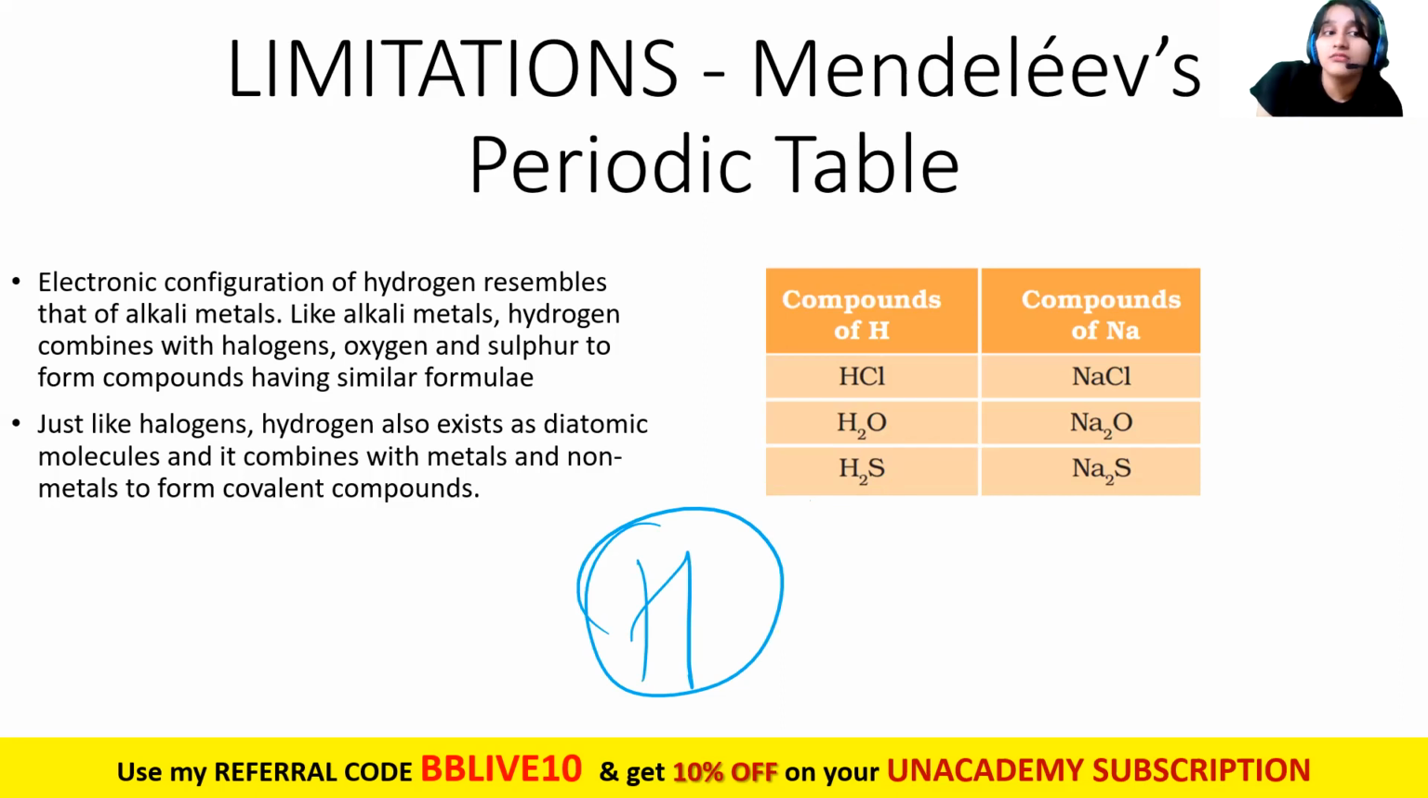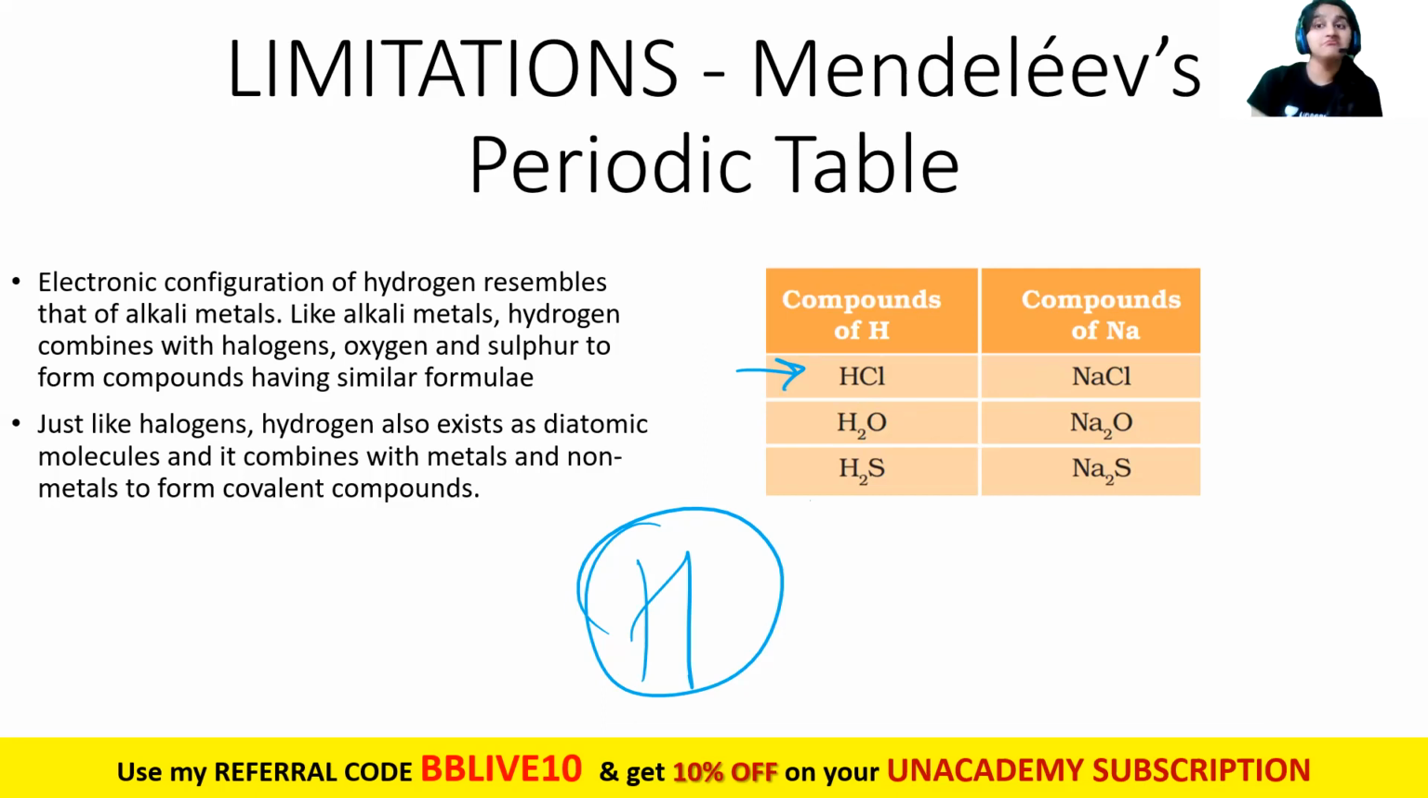Hydrogen combined with halogens, oxygen, sulfur to give chemical formulas like how alkali metals give. And you can see the proof here. When hydrogen reacts with chlorine, it gives HCl. When sodium, which is alkali metal, reacts with chlorine, it gives NaCl. When it reacts with oxygen, it gives you H2O. When sodium reacts with oxygen, it gives you Na2O. When it reacts with sulfur, it gives you H2S, hydrogen sulfide. And sodium gives you Na2S. Quite similar, the pattern of engaging in a chemical activity.